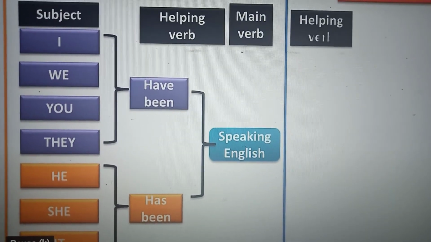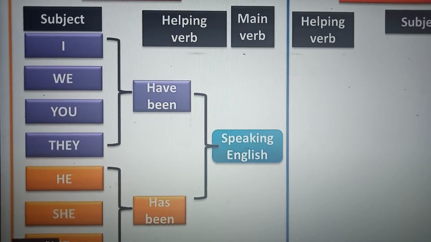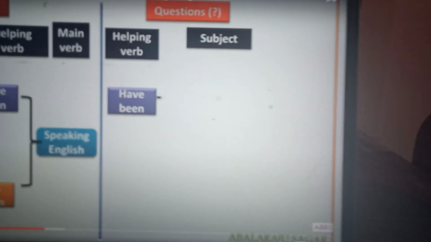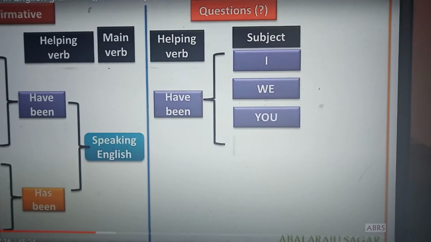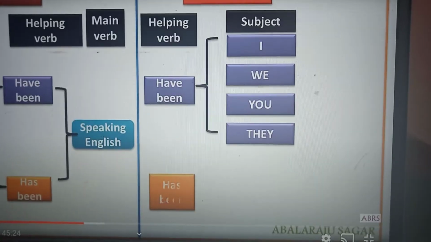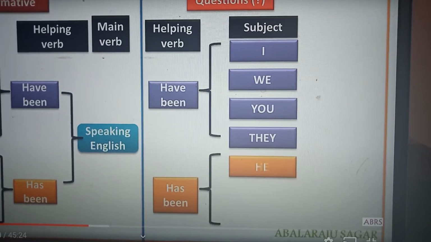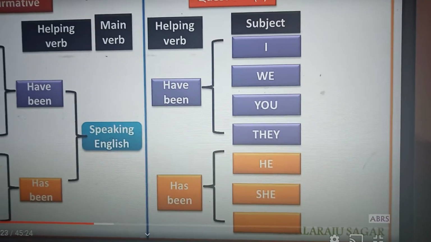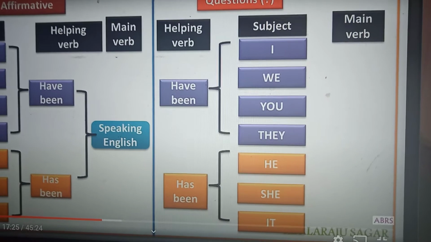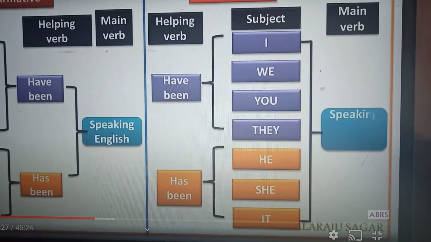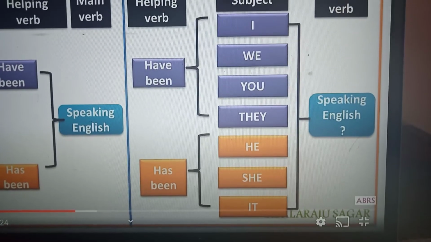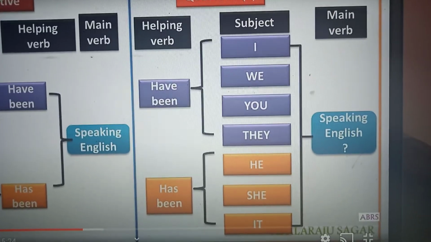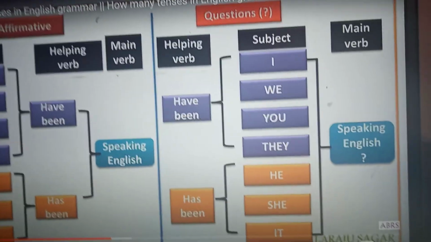So questions, how will you form them? The helping verb should come first, then the subject. Have I been? Have we been? Have you been? Have they been? Like that you have to change. When you add have been, the sentence formation is correct.